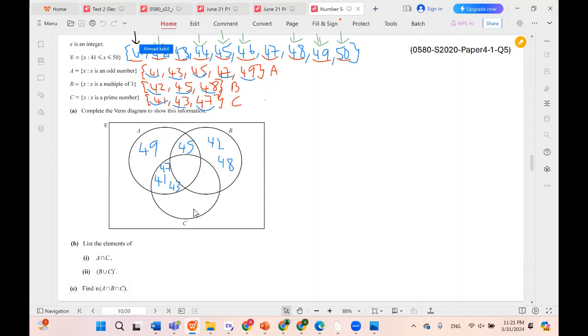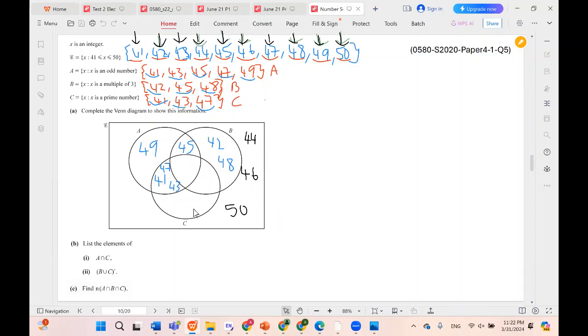So 41 already was written down between A and C. 42 was written in B. 43 was written as well. 44 was not written anywhere, so let's write down 44 outside like this. 45 was written already. 46 was not written anywhere, so let's just write down 46 outside. 47 was written down. 48 was written down. 49 was written down. 50 was not written down anywhere, so let's just write down 50 within the rectangular box like this.